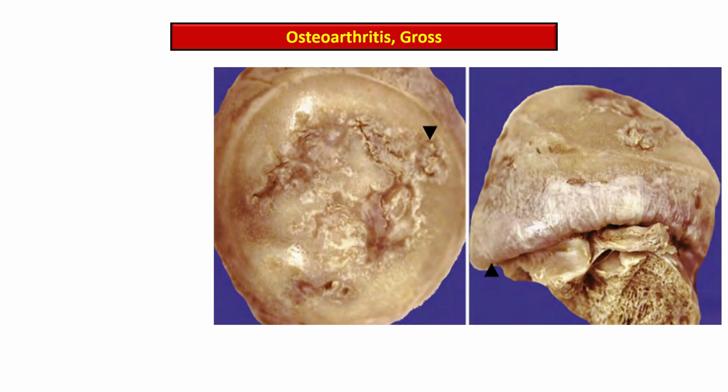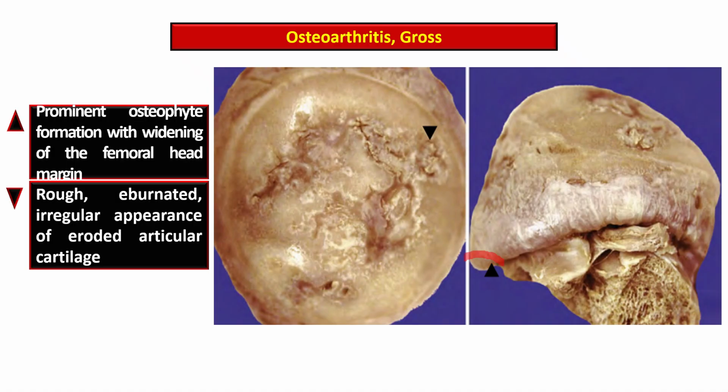This femoral head is showing a prominent osteophyte with widening of the head margin, and in this picture there is rough eburnated irregular appearance of the eroded articular cartilage.